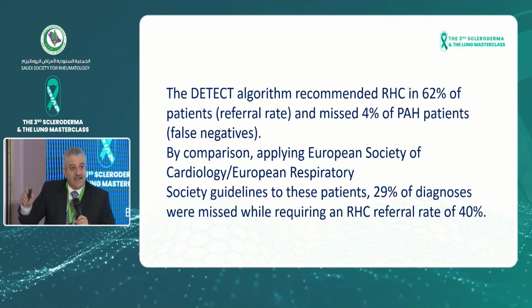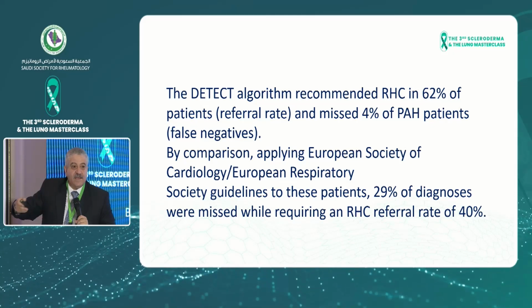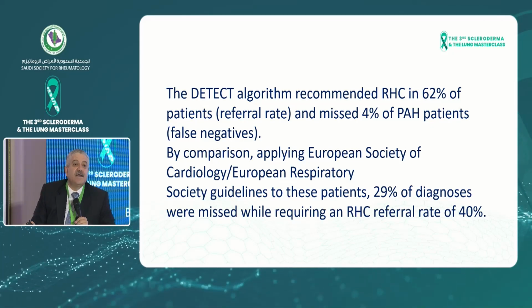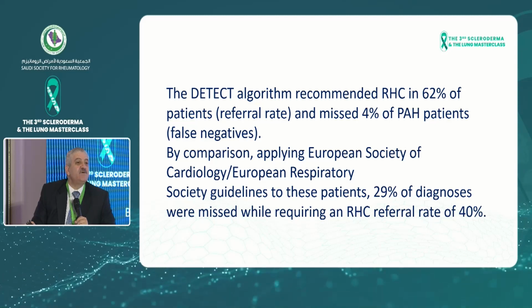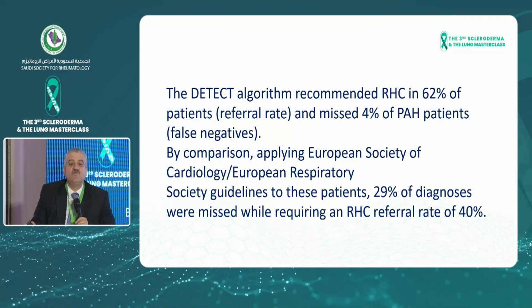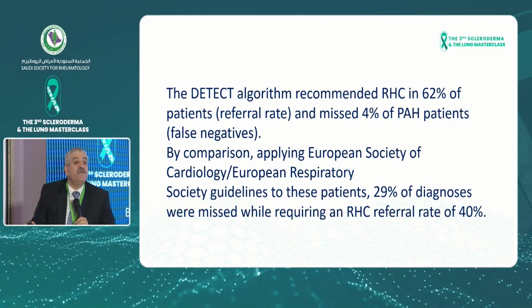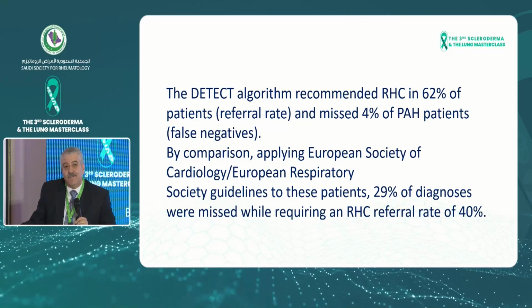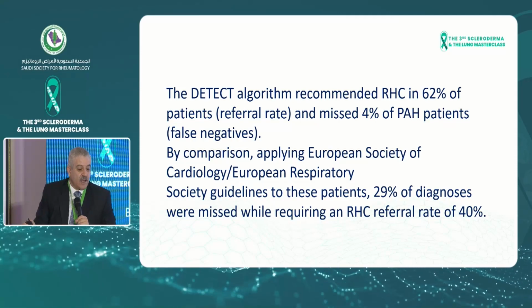They did the numbers, but if you follow the DETECT algorithm, 62% of the people had right heart cath. That means more than half of them, about two-thirds. If an asymptomatic patient comes to your clinic, the probability of sending them to the right heart cath is 2 out of 3. They missed only 4%. Of course, the more aggressive you are, the less you will tend to miss. But this is sometimes the balance we always talk about.